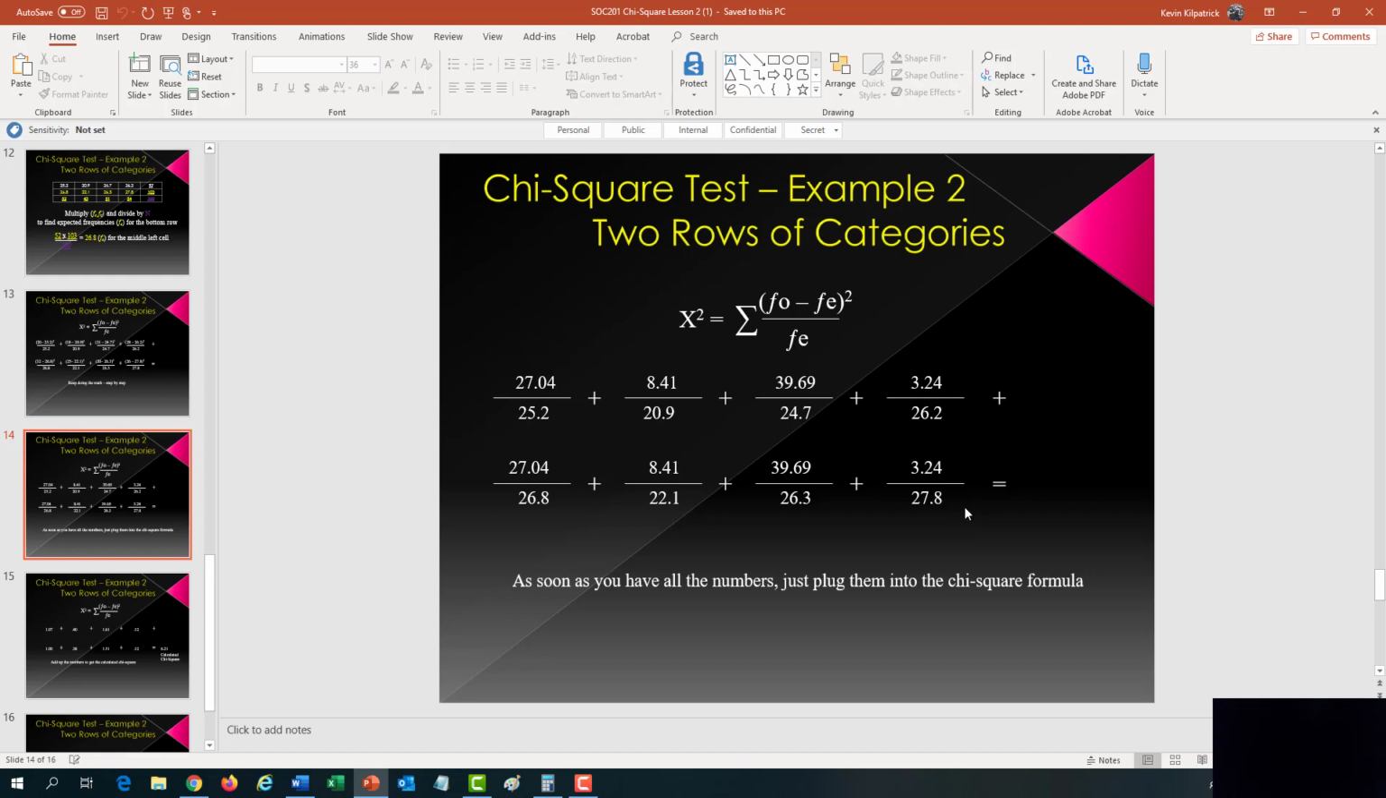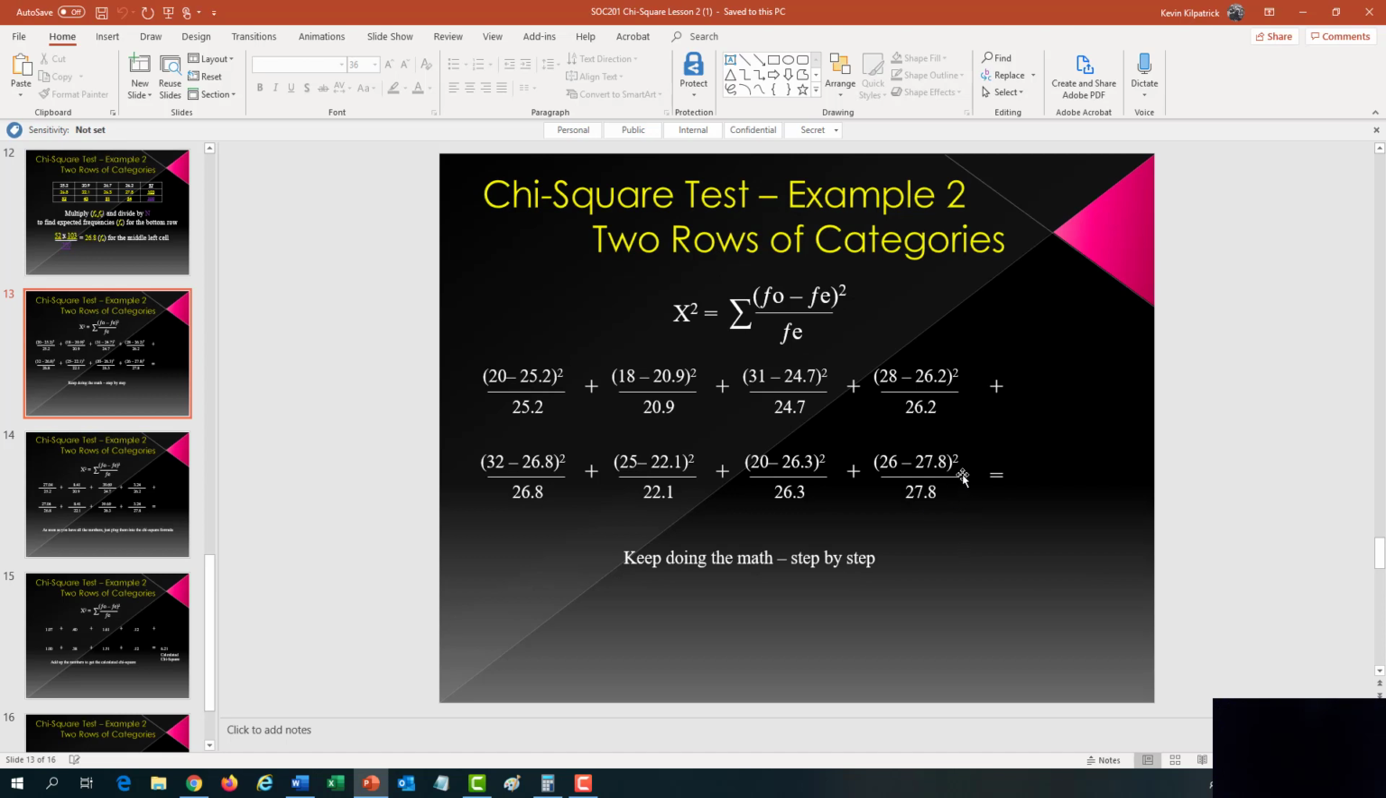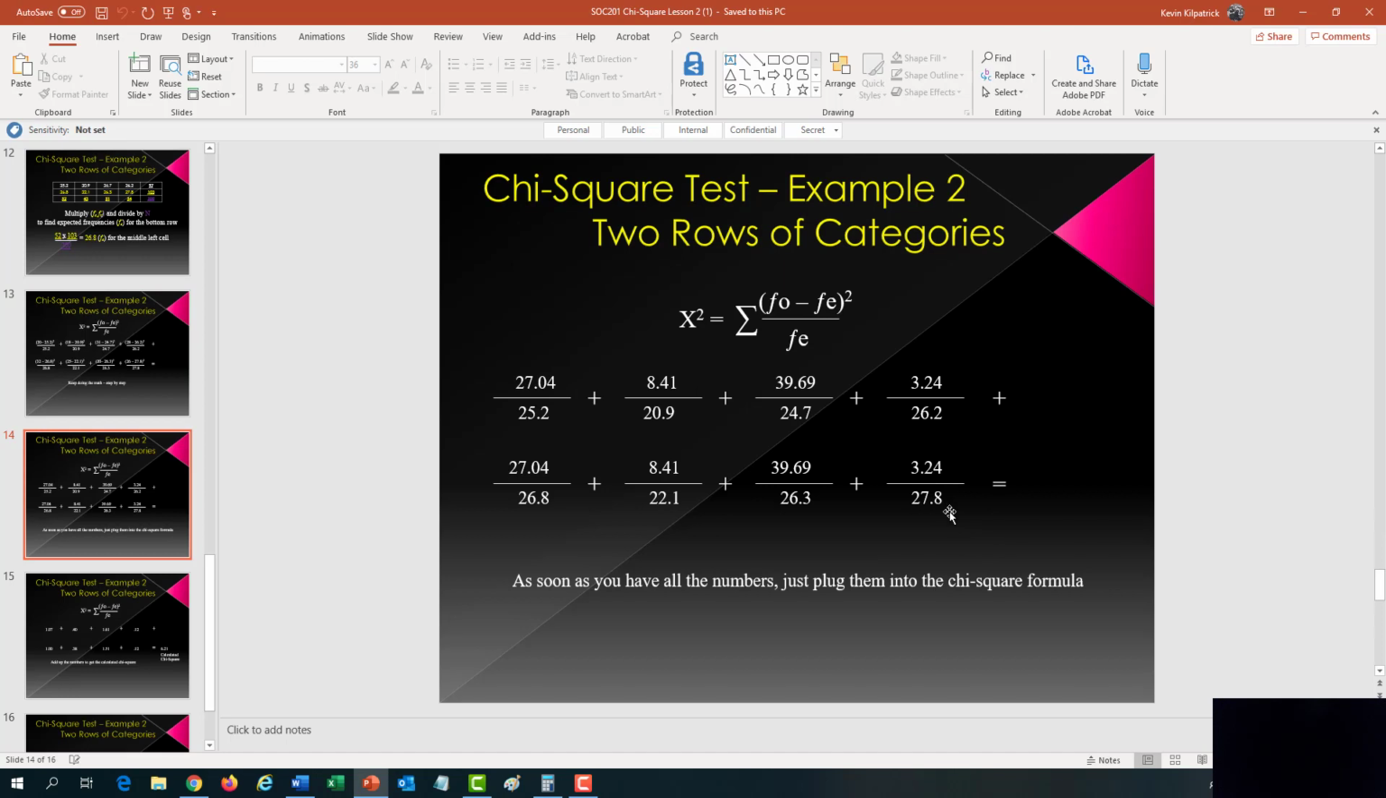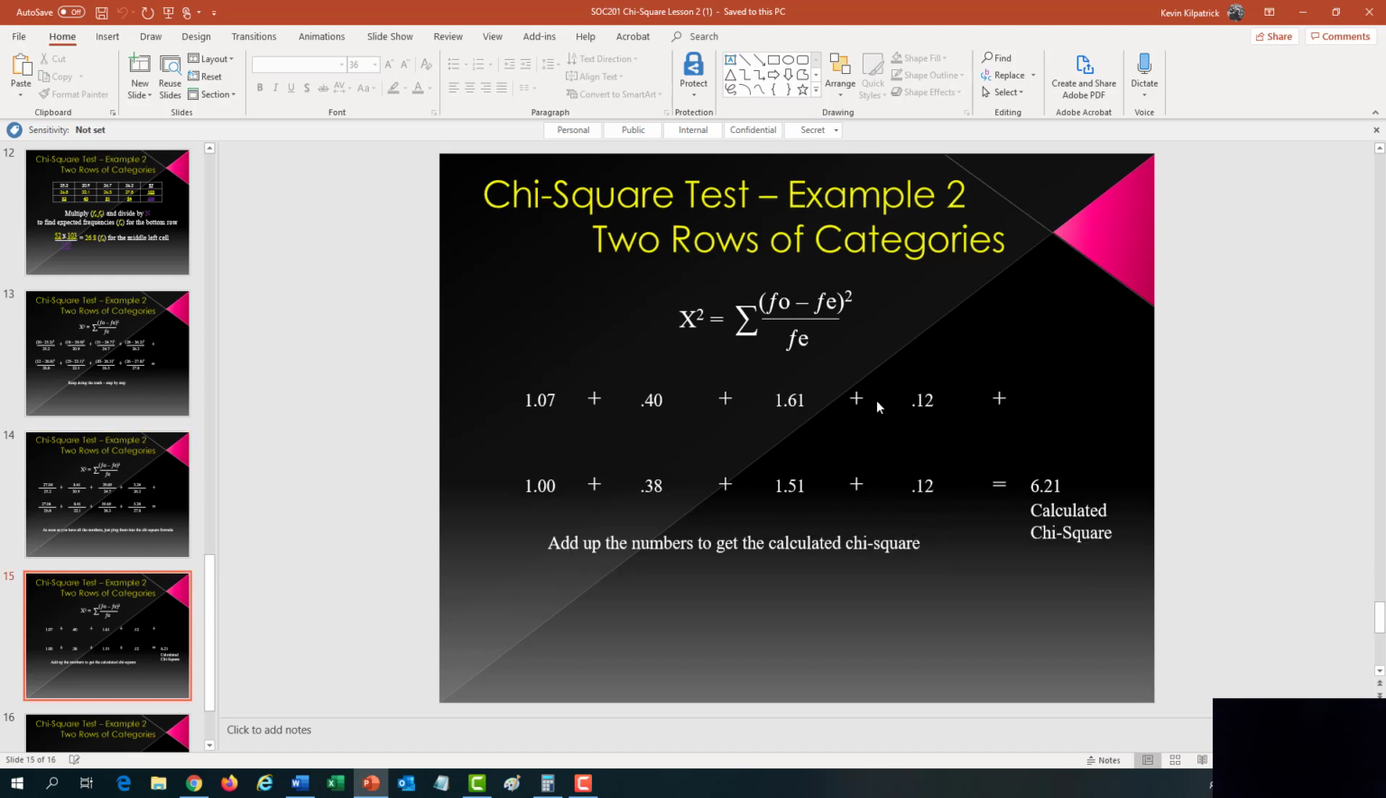Okay, so the last cell is going to give us 3.24 divided by the expected frequency of 27.8. Now if we do all the divisions in these fractions, then we're going to get all these numbers. And once you get to this point, just like the first problem, all you have to do is add up all the numbers, and what you're going to get is 6.21 for a calculated chi-square.